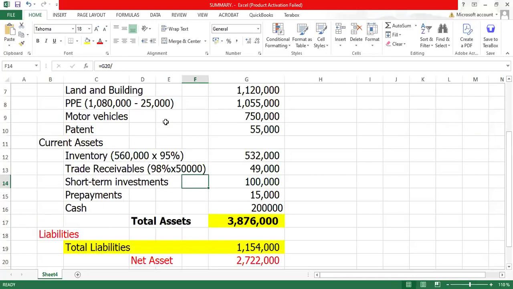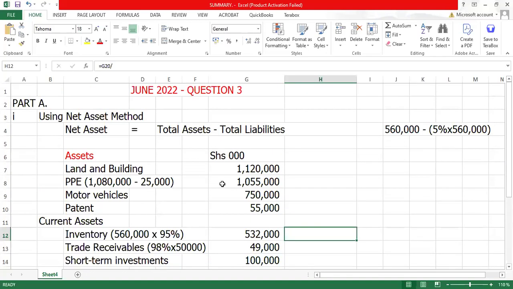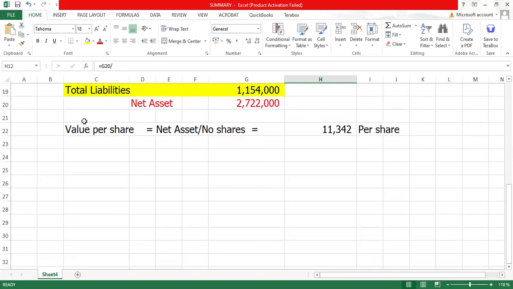What does this one mean? If you're to acquire this company, you acquire. Why? Because the value is higher than 10,000, the nominal price per share.